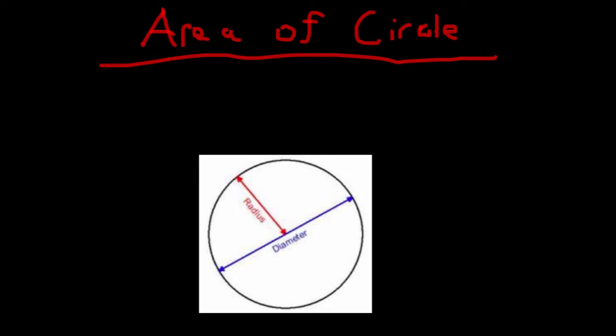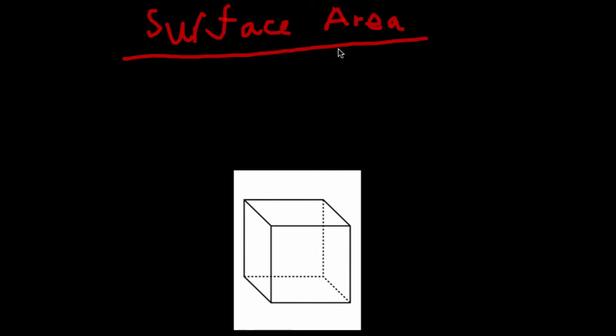So now that we're in the topic of circles, we're going to review the area of a circle. So the formula to find the area of a circle, it's pretty simple. It's pi times whichever the value of the radius is squared. So surface area, the basic concept is the sum of all the shapes or sides of a 3D shape.